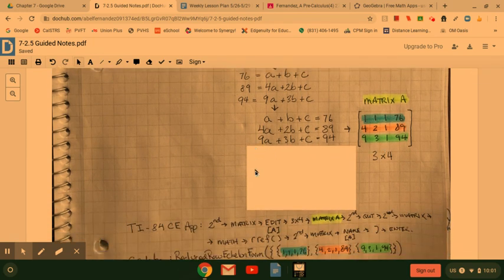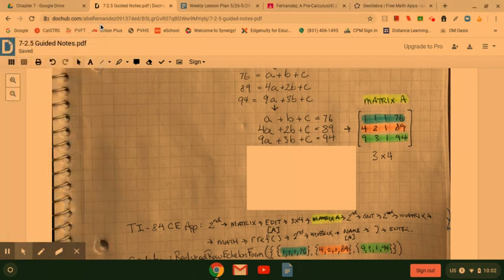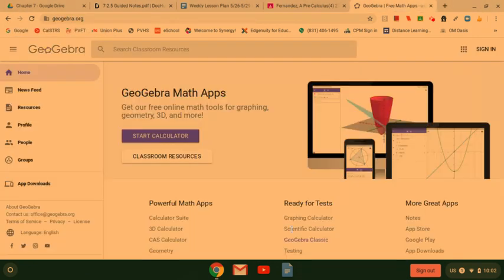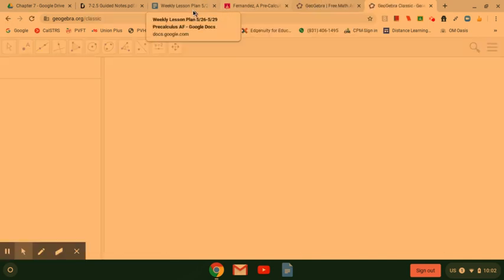I made a mistake here, so I didn't want to add any information because I know this is already pretty complicated. Now I could show you how to algebraically solve a matrix, but that's a whole other chapter. It's called matrix algebra, matrix manipulation. We really don't have time for that. But we're going to use two methods. We're going to use the TI-84 Plus CE, and we're going to use GeoGebra Classic. Okay. And I'm going to show you GeoGebra Classic first.